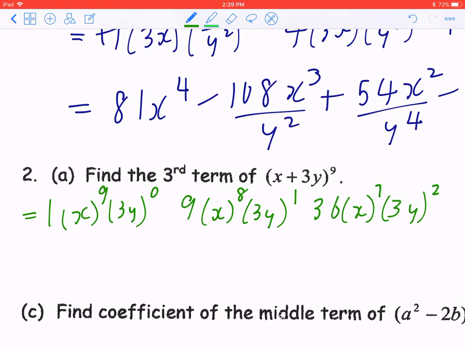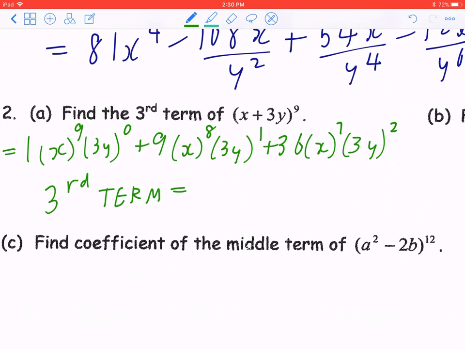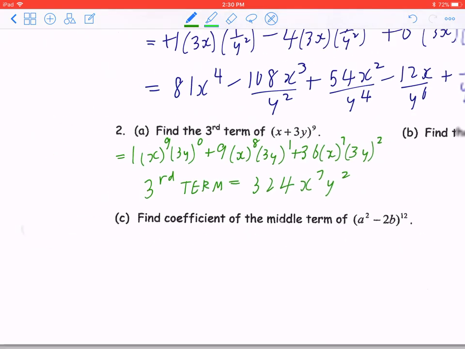And of course, since you're adding, it's going to be a plus sign for all of these. And the question is really asking specifically for the third term. So they're not asking you to expand the whole thing. They're asking what is the third term. So if you take the calculator, or you can do mental math, 36 times 9, because 3 times 3 is going to be 9. That's going to be 324 x to the 7 times y squared, just like that.